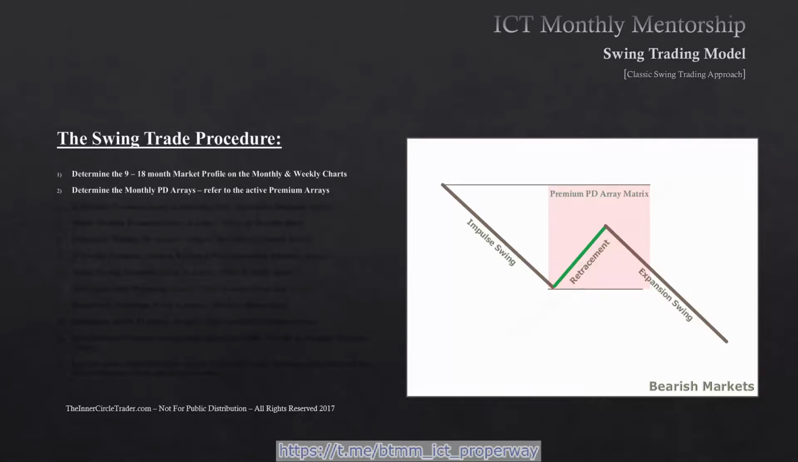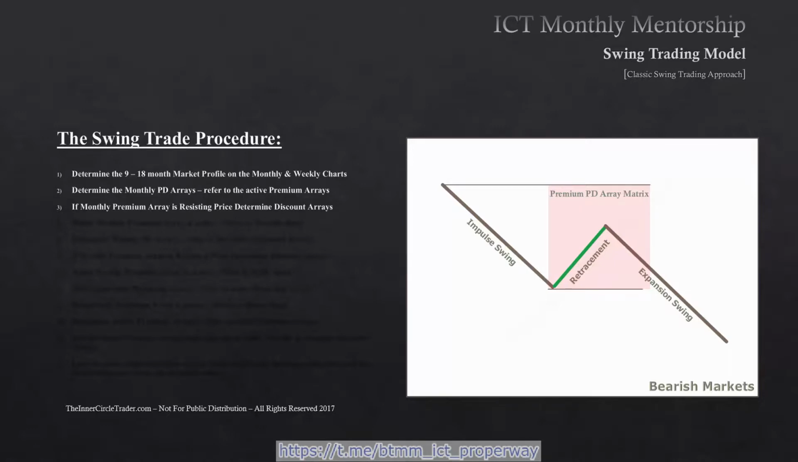You're going to determine the monthly PD arrays, and you're going to refer to the most active premium arrays. That means on a monthly chart, did we just recently move away from that point of origin? Was that a bearish order block? Was that an old high? Was it an old historical low that acted as resistance? What was the framework that caused that move? And if the monthly premium arrays are resisting price, we determine now the discount arrays on the monthly chart.